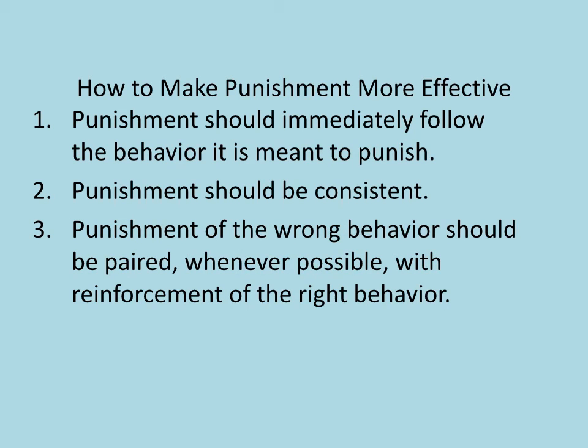Your third is punishment of the wrong behavior should be paired whenever possible with reinforcement of the right behavior. You'll probably get really annoyed with this about your parents because it's really hard to do. Every time you do something wrong, you feel like your parents notice it. Every time you do something right, you feel like they never notice it. That's what we're talking about here.